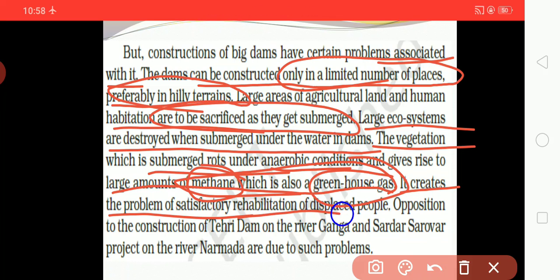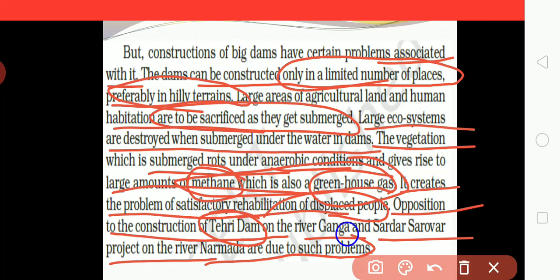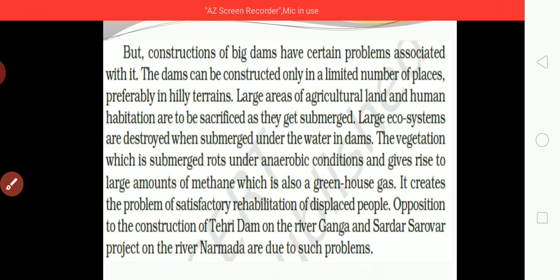There is also the problem of satisfactory rehabilitation of displaced people. Because of such problems, there has been opposition to the construction of the Tehri Dam on the river Ganga and the Sardar Sarovar project on the river Narmada.